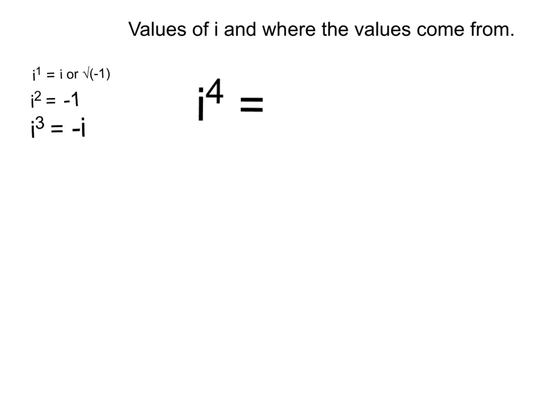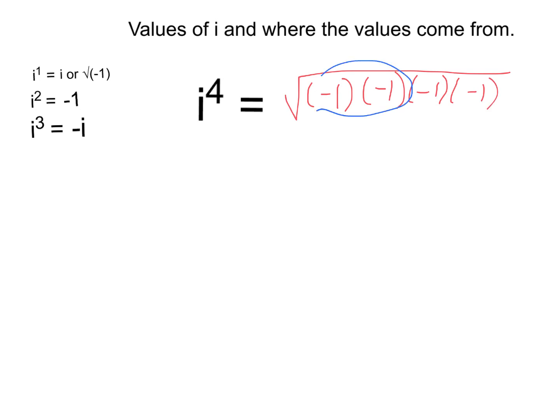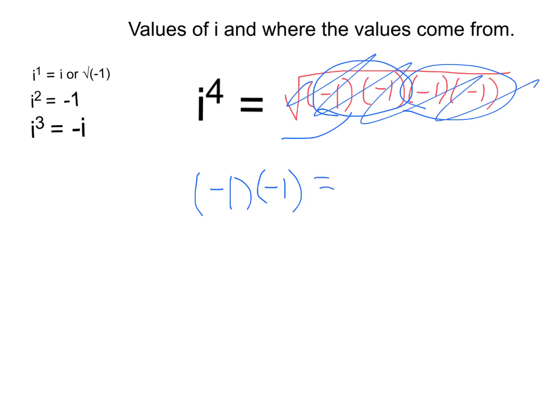Now i to the fourth, okay, is again 4 of these things. So negative 1 times negative 1 times negative 1 times negative 1. Again, circle your pairs and kick them out. So that's negative 1 that comes out. Then I got another set that kicks out as negative 1. Now no more radical. So negative 1 times negative 1 is positive 1.